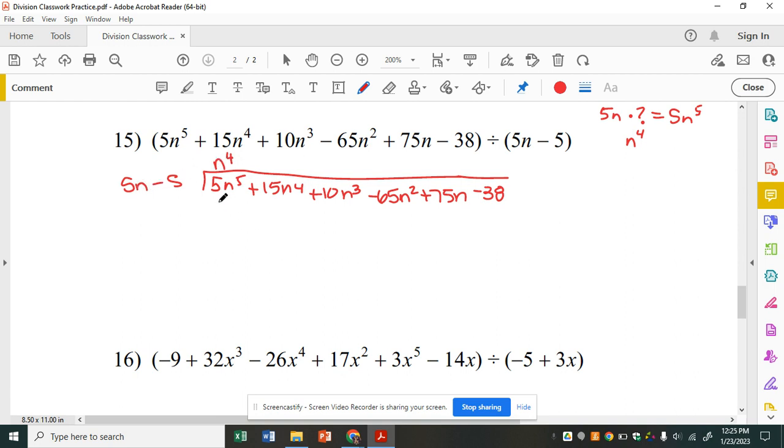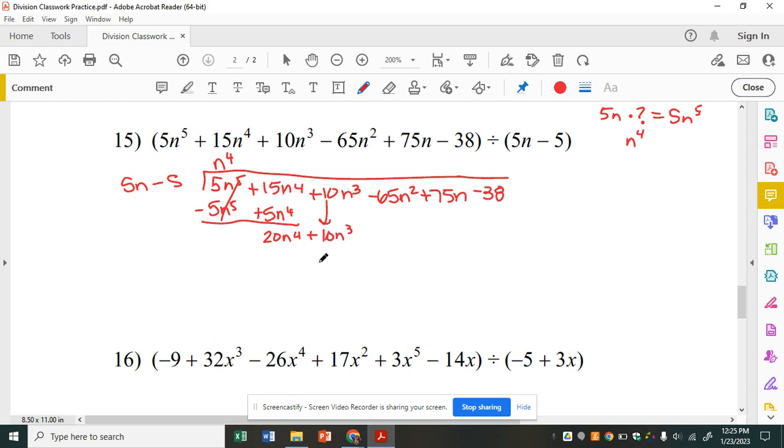5n times n to the fourth gives me 5n to the fifth. Most important step is to remember to make that negative. Now you can take negative 5 times n to the fourth. That'll give you negative 5n to the fourth. But again, the most important step is that you make that negative. So these cancel. Adding these together, 15n to the fourth plus 5n to the fourth gives me 20n to the fourth. And I'm carrying down that plus sign and 10n cubed.